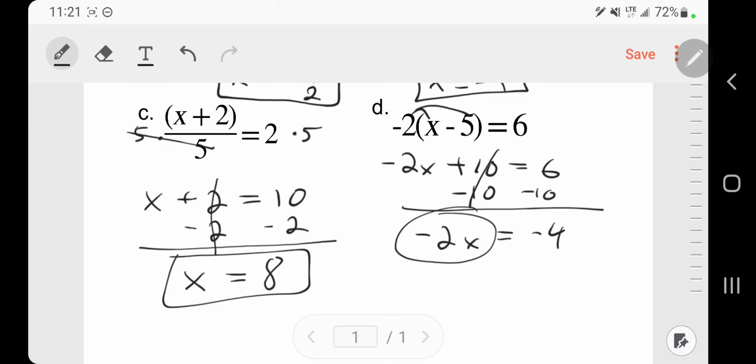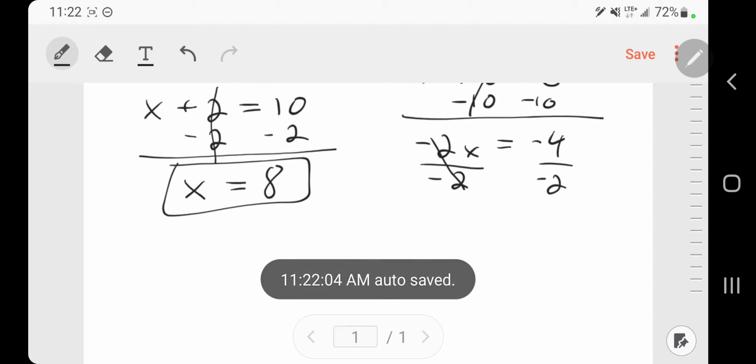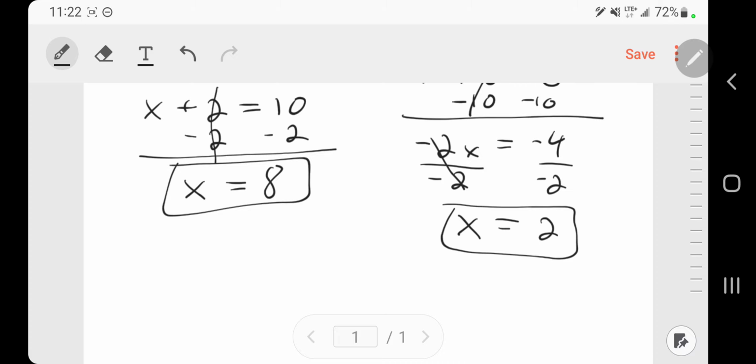And then I have this negative 2x. If I just want to get rid of the negative 2, I'm going to divide by negative 2 on both sides. And I'm going to end up here with x equals positive 2 when I divide negative 4 divided by a negative 2.